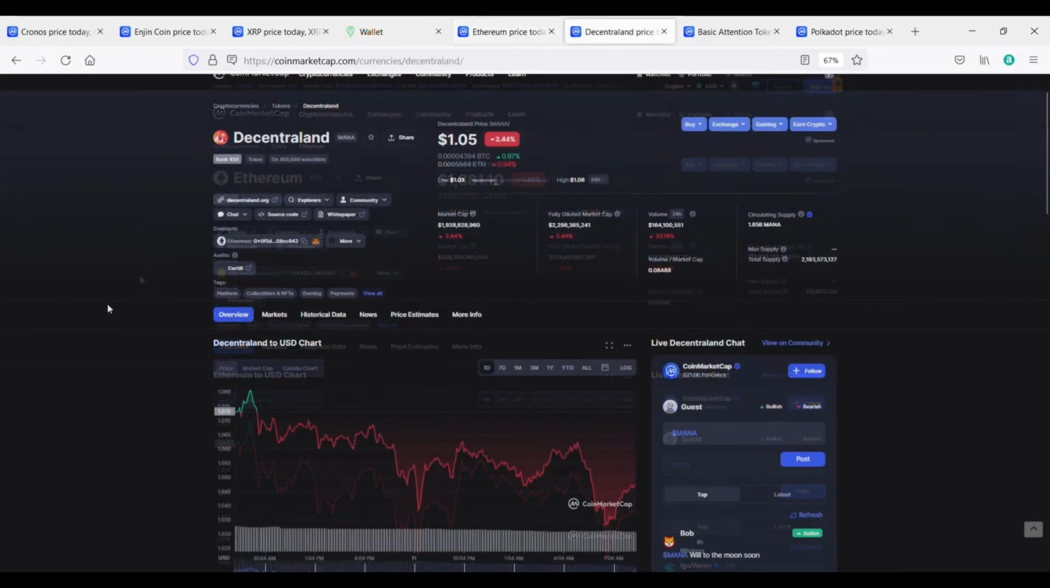Okay, next up, we've got Decentraland. I love this coin as far as a metaverse. The possibilities with this one are huge. Decentraland is partnered with Atari. They're doing some things like selling virtual real estate, virtual goods. They're getting into the online casino space.